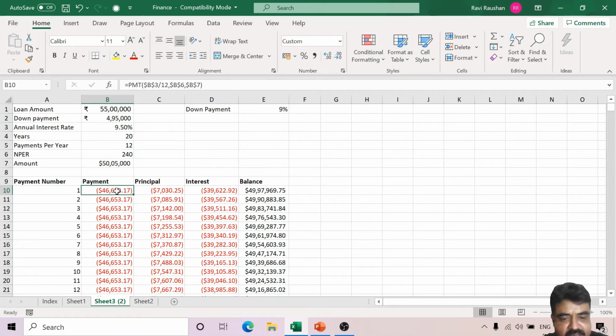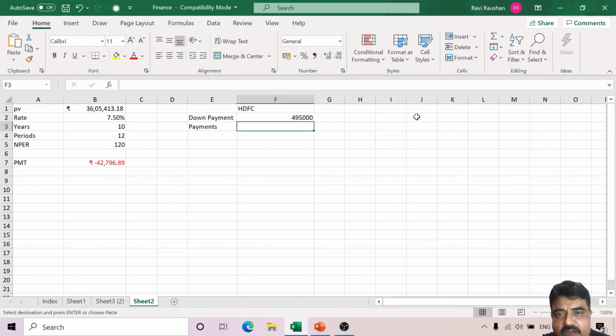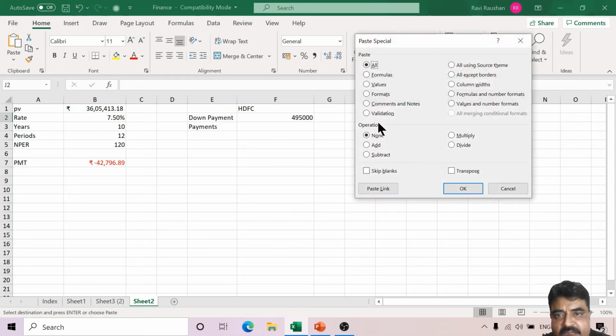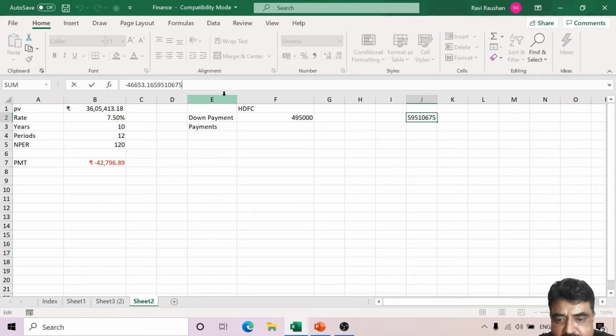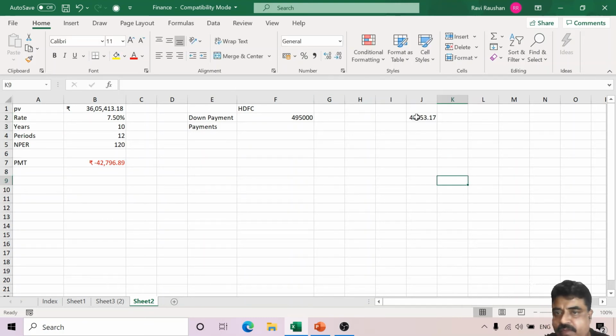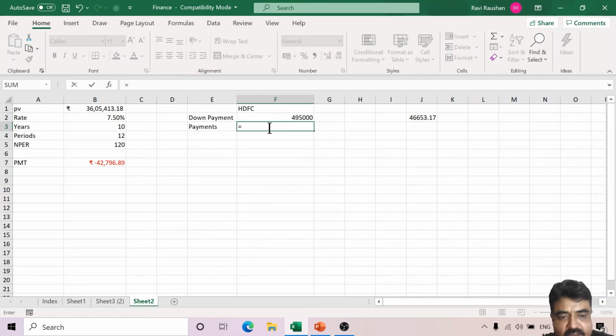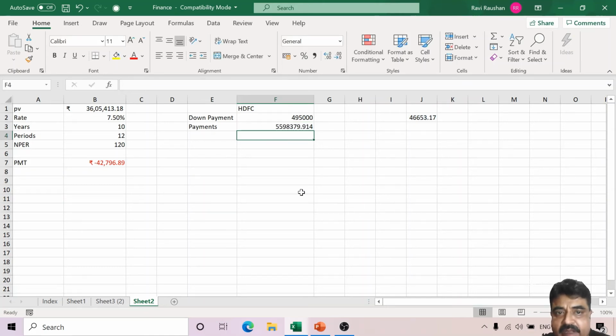So this is the installment, and remember this is a negative value, right? So maybe somewhere I put it, paste special, as a value. And if I wish, I can multiply it by -1 so that it becomes a positive value. Now the payments that I made is 120 times the installment. This is the total payment that I have made.